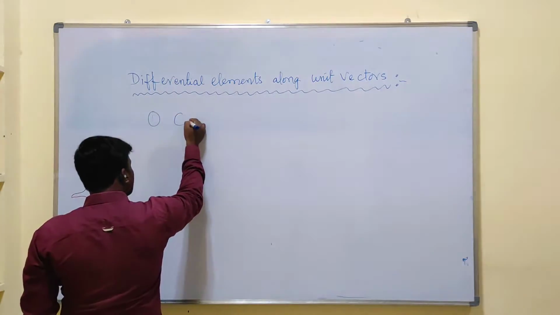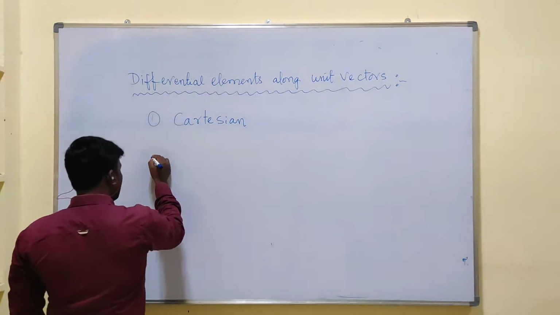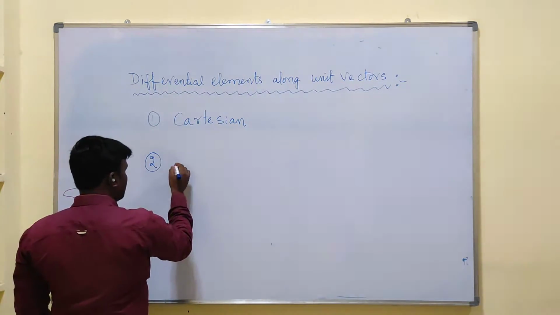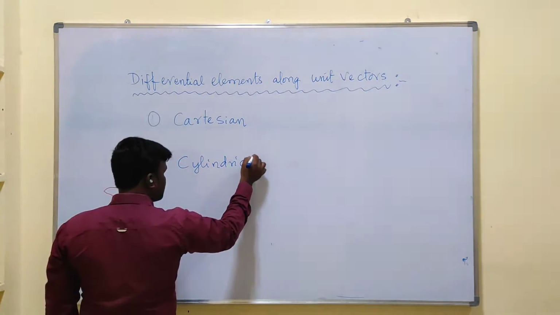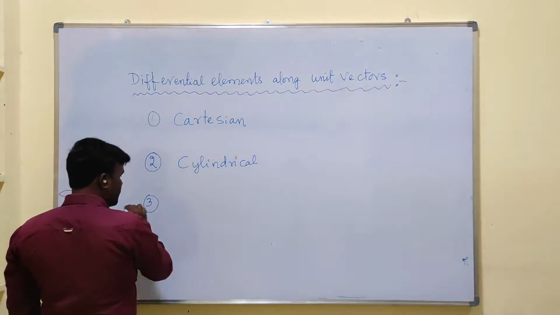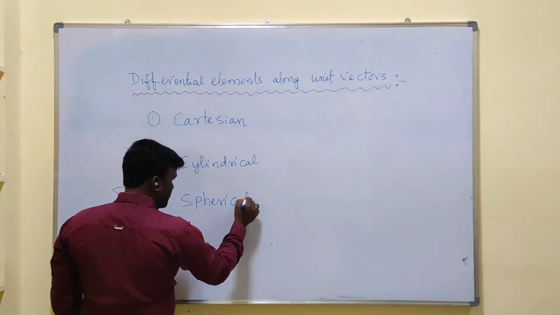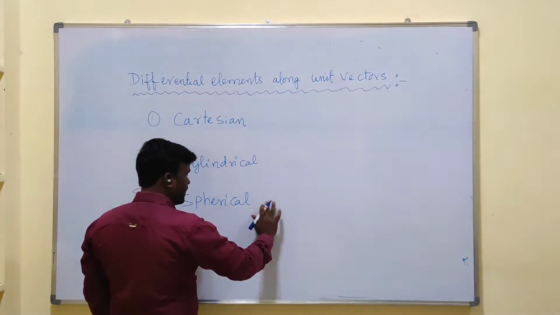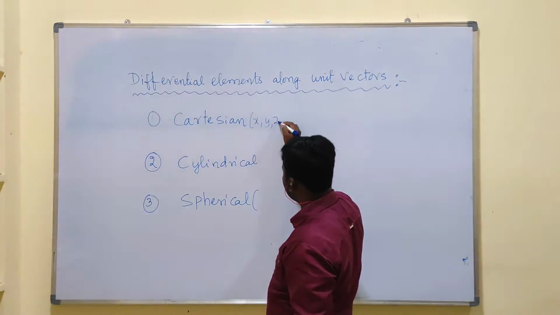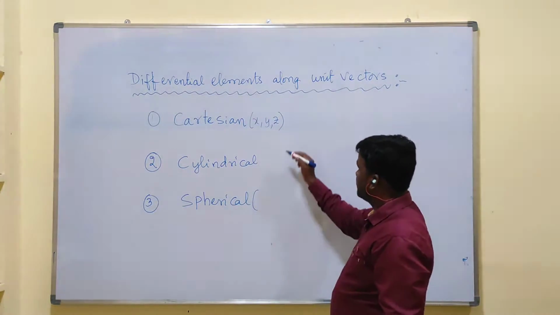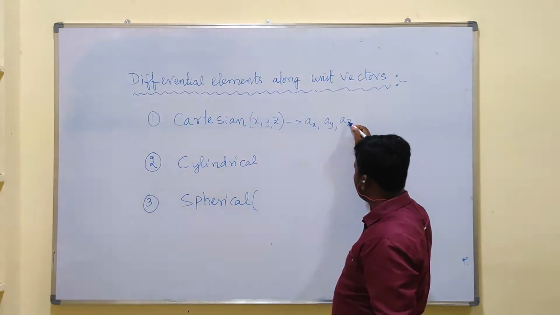In Cartesian coordinate system, unit vectors are ax, ay, az. In cylindrical coordinate system, a rho, a phi, az. In spherical coordinate system, I am writing clearly. In Cartesian, elements are what? X, Y, Z. Unit vectors along this are ax, ay, az. These are the unit vectors.